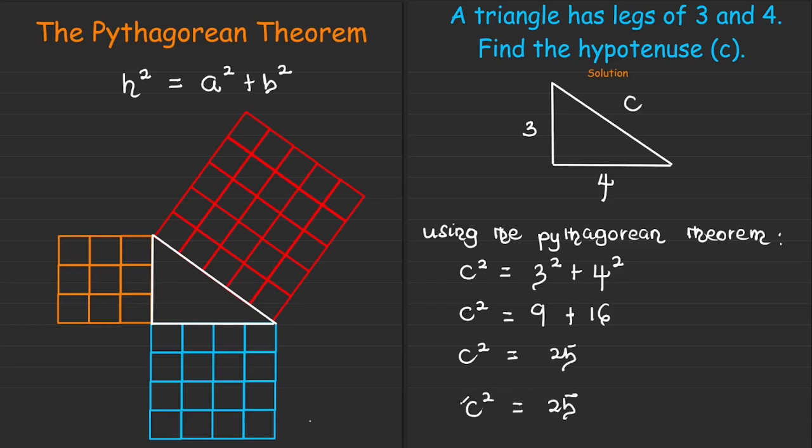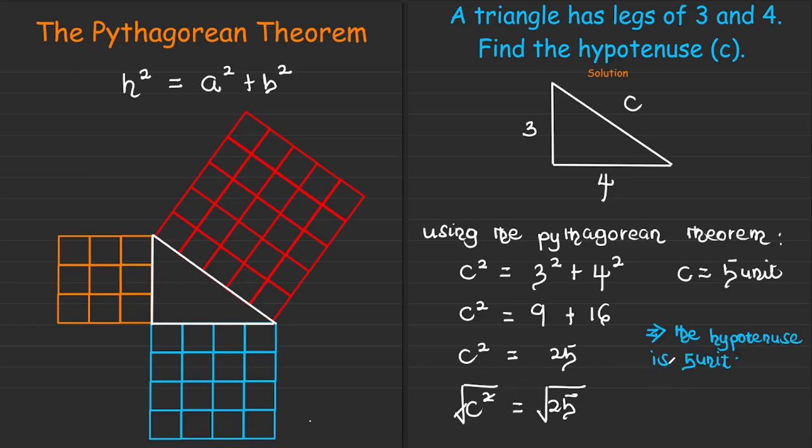But since it's C we want, we find the square root of both sides. The square root takes out the squared and we'll be left with C. So continuing here, we have C being equal to the square root of 25, which gives us a 5. Whatever the unit is, we'll just put it there. So C, which is the hypotenuse, is equal to 5 units. We'll write that as our conclusion. So that will be just that.